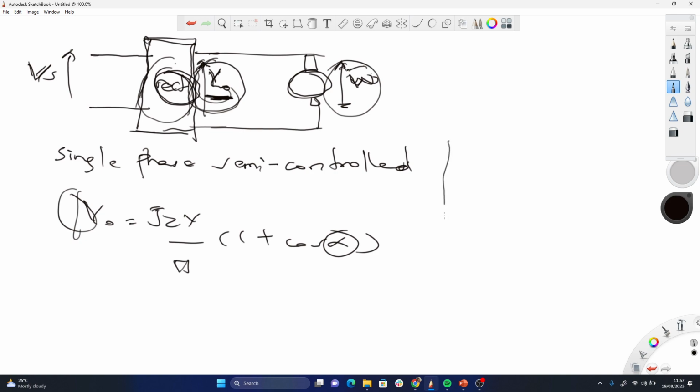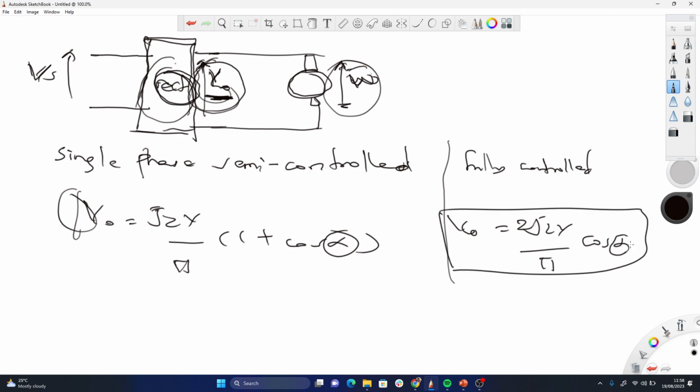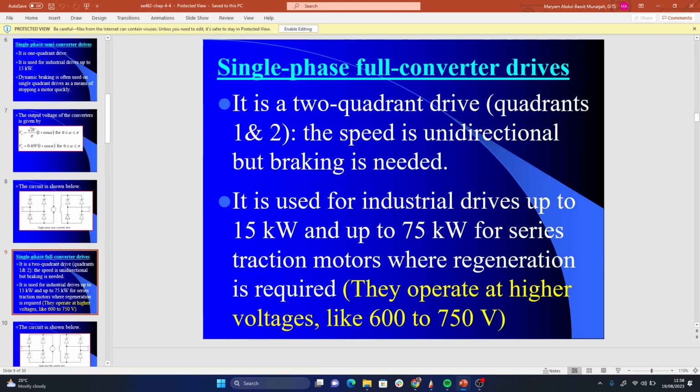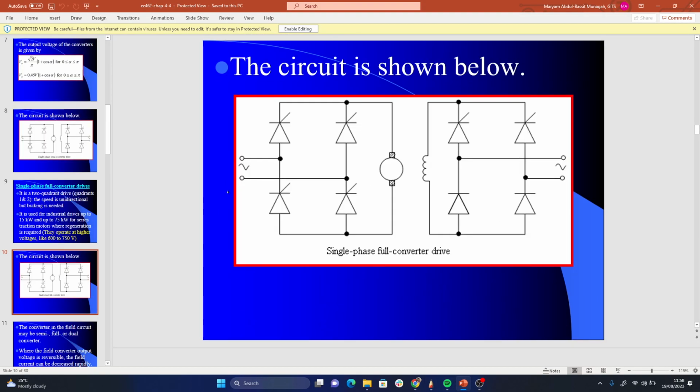Now let's look at the single phase fully controlled rectifier. When we do fully controlled rectifier, the formula is just times 2. V naught is equal to 2 √2 V over pi cos alpha. There's no 1 plus. This is the formula. Once I vary this, I can vary V out and vary the speed. So it's fully controlled. You can see that these two are also fired.